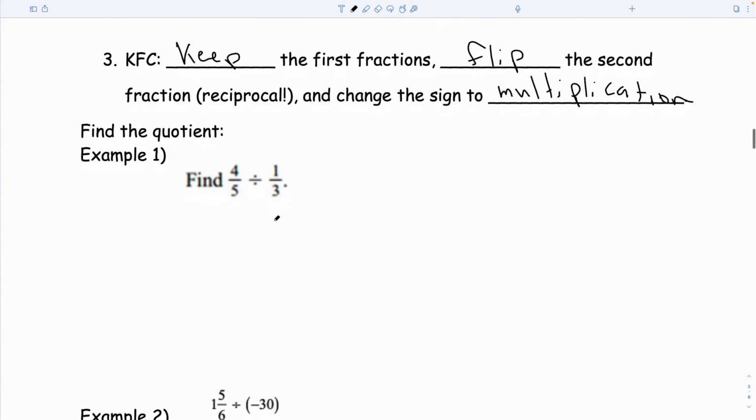Find the quotient for all these examples. The quotient is a fancy math term that just means divide. Board to paper, write divide. If you see quotient, you're thinking division. And this first one's not too bad. Look at 4/5 divided by 1/3. You're going to talk to your partner. What's the first step? What's the second step? Find the answer and write it.